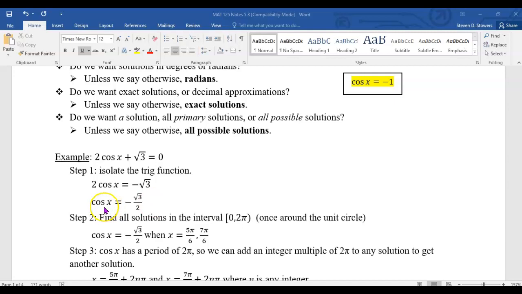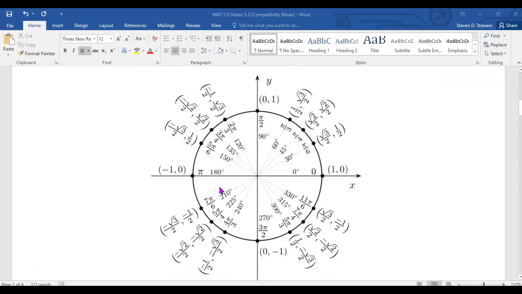Now we have to figure out what x can be so that the cosine of x is negative square root of 3 over 2. And unless you really remember your cosines, it can be helpful to look at the unit circle. Remember, the cosine of an angle or a number of radians is the x-coordinate of the point on the unit circle. So where is the x-coordinate equal to negative square root of 3 over 2? Here's one place, 5 pi over 6. And here's another place, 7 pi over 6. And those are the only two possibilities, one in quadrant 2 and one in quadrant 3, where cosine is negative.